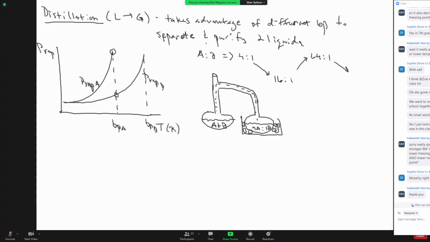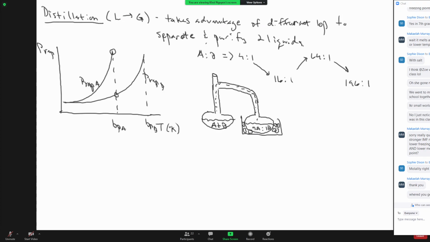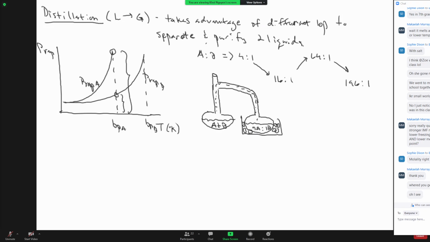So each time we do it, we're getting more and more purified A. Pressure: this looks like this tall. This looks like it's 4 times as big, correct? In terms of vapor pressure. If you remember Avogadro's law, the more volume, the more pressure you have, the more moles you have of something, right?